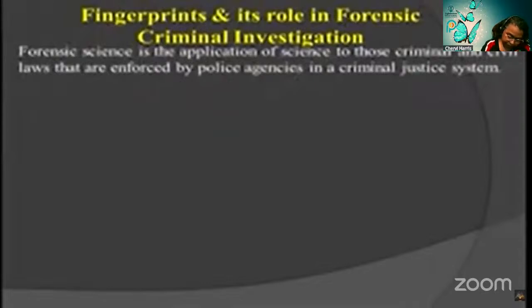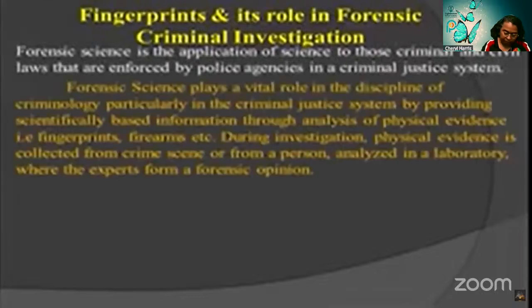So forensic science is the application of science to those criminal and civil laws that are enforced by police agencies in the criminal justice system. Forensic science plays a vital role in the discipline of criminology, particularly in the criminal justice system, by providing scientifically based information through analysis of physical evidence, that is fingerprints, firearms as evidence, etc.